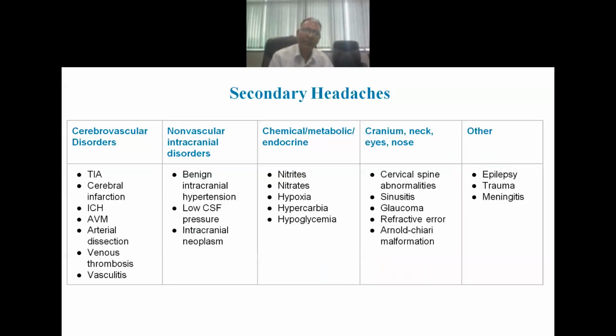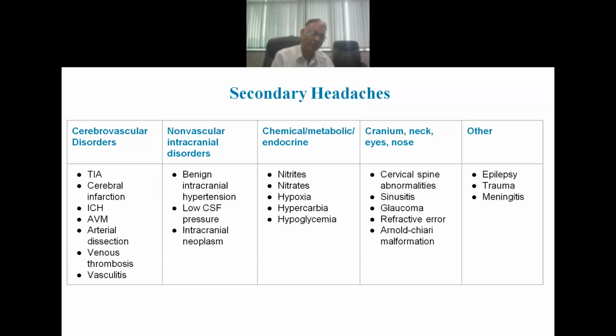I have divided these features of secondary headache in tabular form. CVA is again very, very important, and we can see which features contribute to the diagnosis. CVA, that is TIA. Many times you remember the CVA diagnosis is always preceded by certain symptoms which suggest TIA. When the patient develops CVA, it is in the same territory in which he was experiencing TIA in the last 1 or 2 months, and probably he was ignoring it. Then cerebral infarction, intracranial hemorrhage, AV malformation, arterial dissection, venous thrombosis and vasculitis.